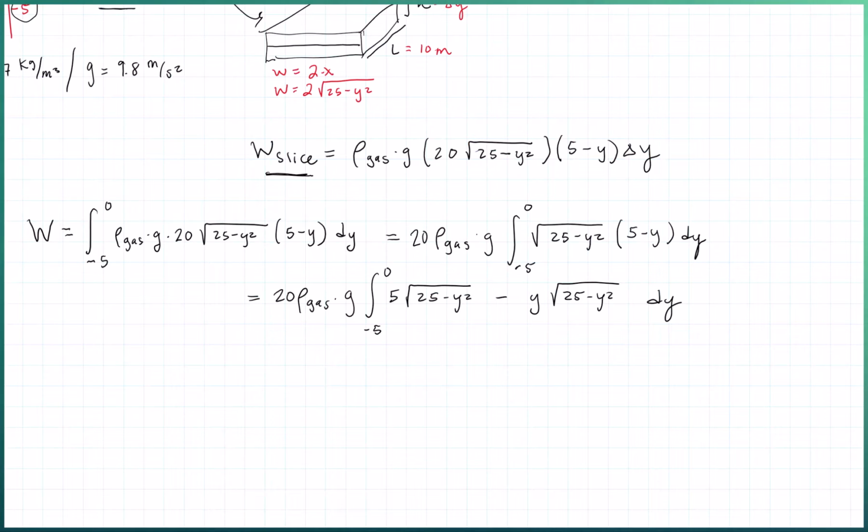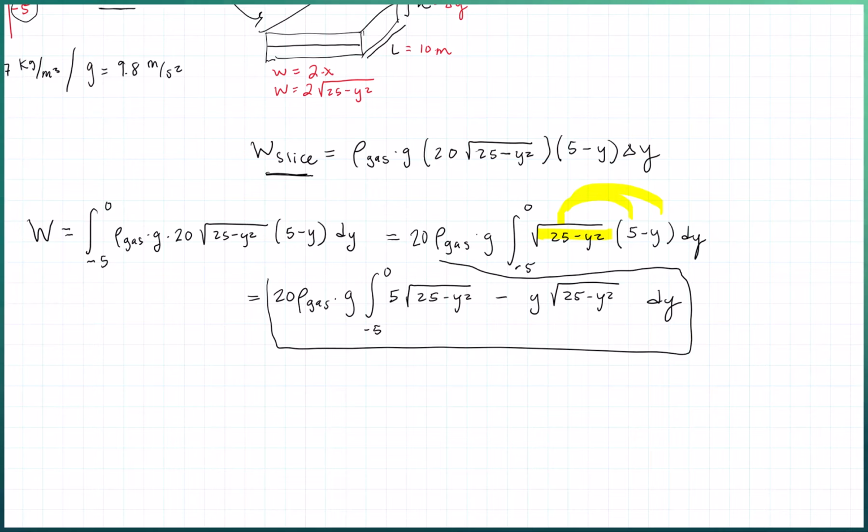Okay, that was getting kind of long and I wanted to jump forward after I pulled out the constants and distributed the square root. So here I took the square root and I distributed it to both of those terms. So I ended up getting to this integral.